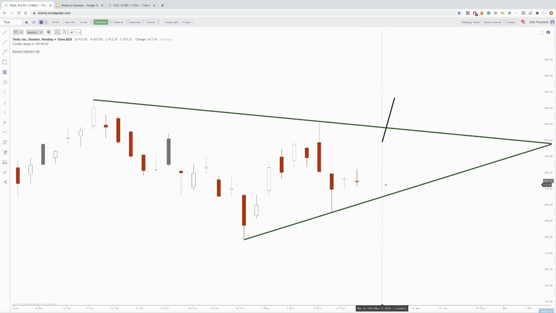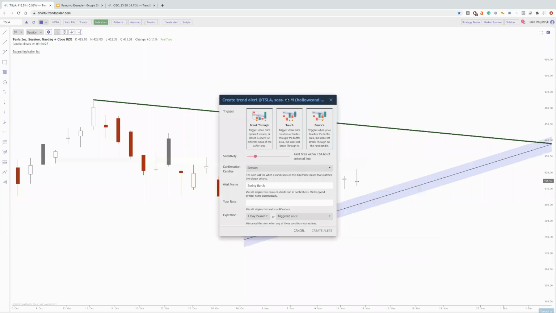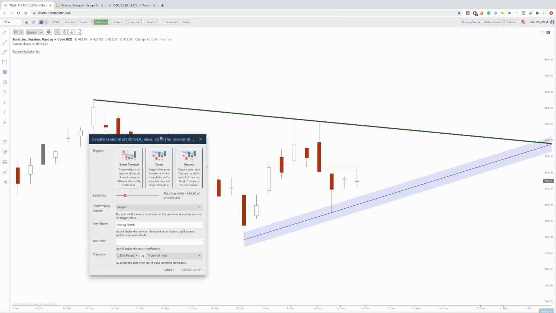The way you can have the system watch these areas for you is to right click and create alert at this line, and there are a few ways you can use this. For somebody who wants to trade just the pinball action within this symmetrical triangle, you can use what's called the touch feature, and you can use sensitivity.